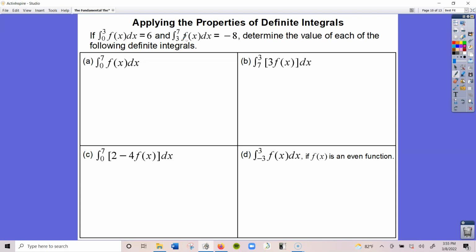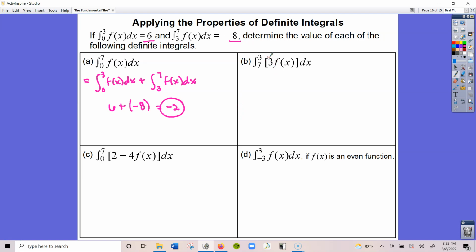You'll notice that what you have here, you have from 0 to 3, and then connecting 3 to 7. So this is going to equal the integral of 0 to 3 of f of x dx plus the integral from 3 to 7 of f of x dx. These values are given to you here. From 0 to 3 is 6, plus 3 to 7 is negative 8, and 6 plus negative 8 is negative 2.